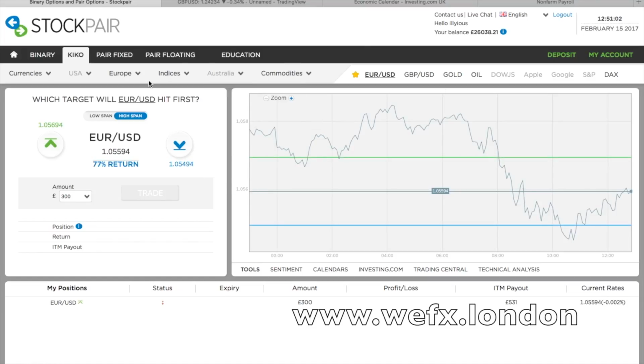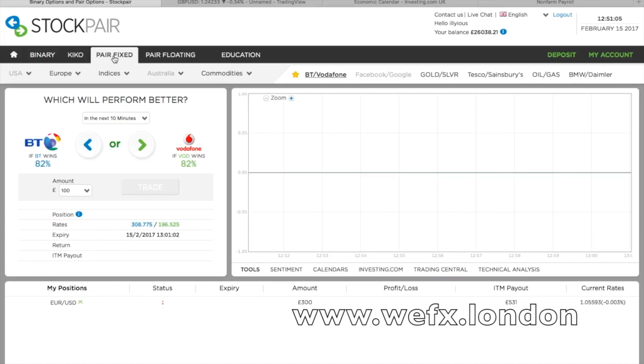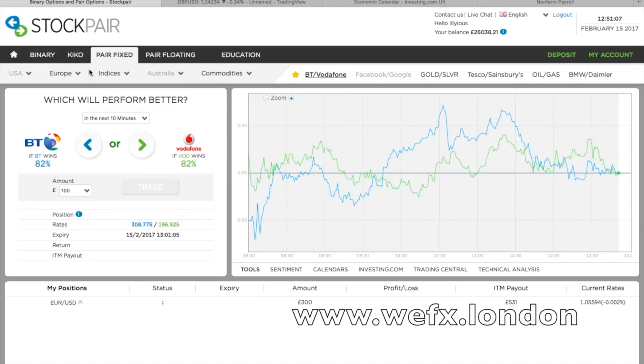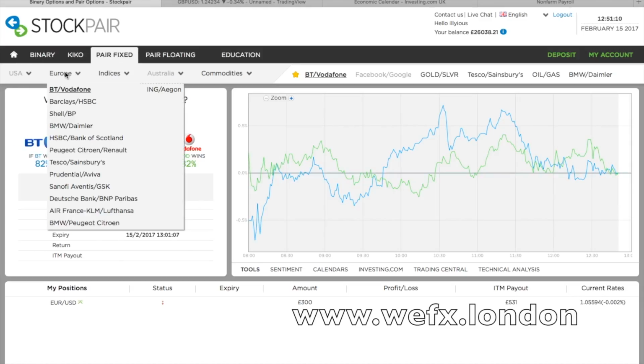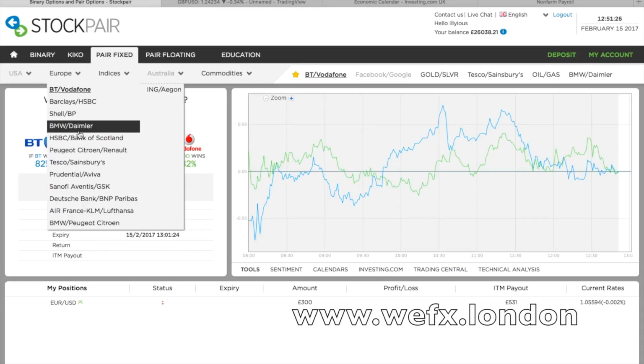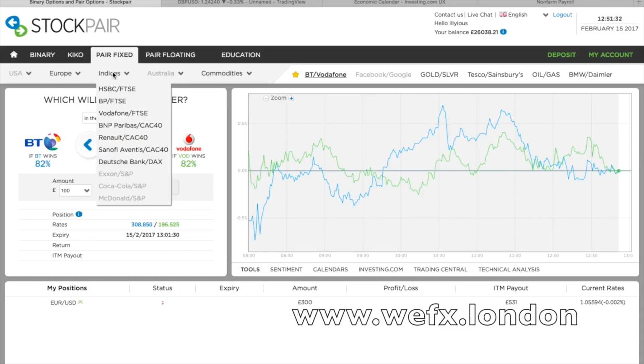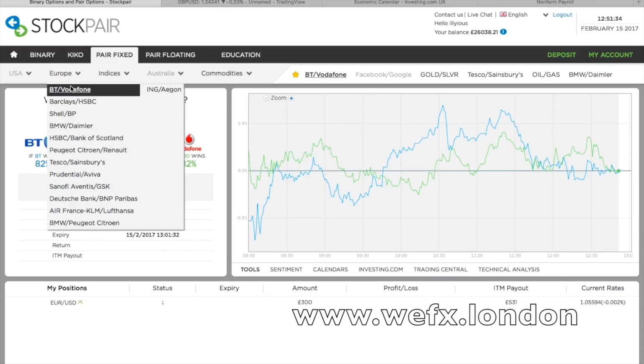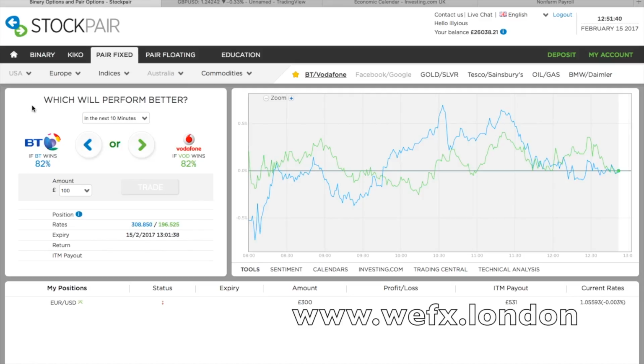Now, we're moving on to fixed pairs. So now, essentially, what you can trade, there's no currency pairs. It's just fixed stock options. So we have BT against Vodafone, Barclays, HSBC, Shell, BP, BMW against Daimler, never heard of them, HSBC, Bank of Scotland. Now, these are stocks which are really similar to each other. So BT, Vodafone, they're like competitors. Barclays, HSBC, same again, they're more or less competitors.